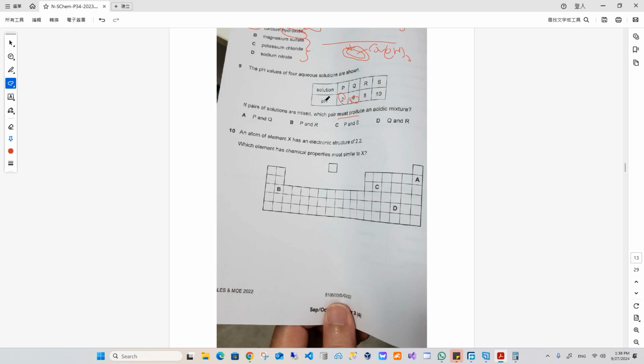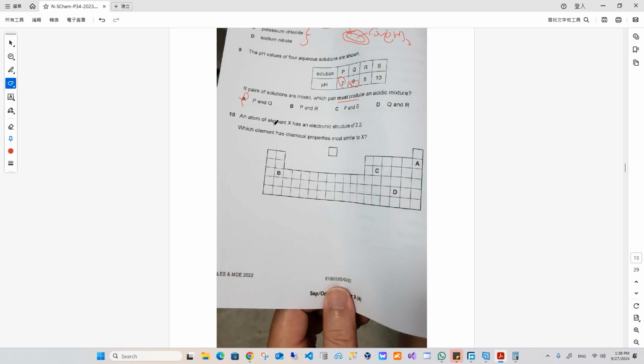Acidic mixture. Okay, so P and Q. Next question: the atom with mass number 22, what is that? Hydrogen, helium, lithium, beryllium. Yep, beryllium. Which element has chemical properties most similar to X? So group 2. Every one here, so the answer is B.